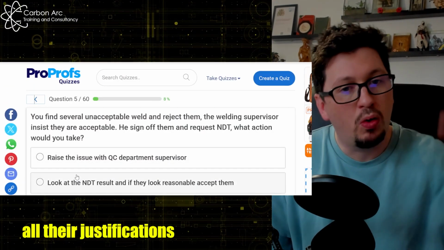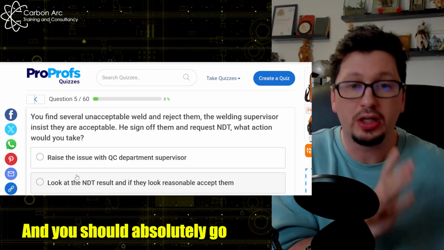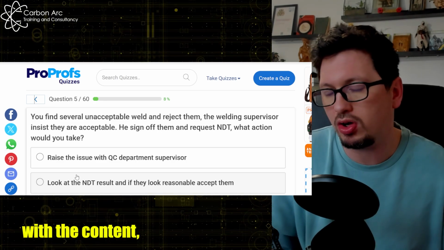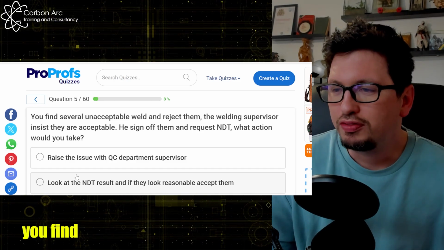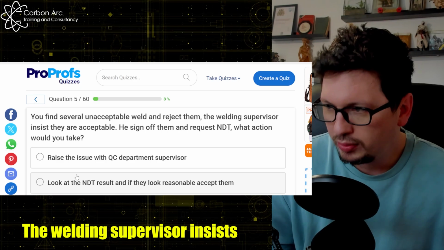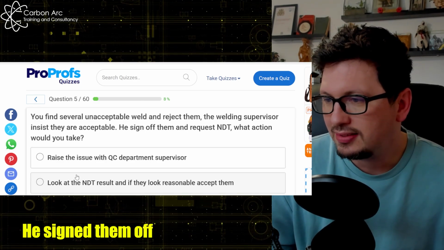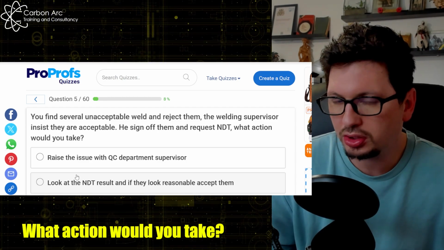I'm not reading out all their justifications for the questions. You should absolutely go and do this test and have a read through and engage with the content as you go through it. You find unacceptable welds and reject them. The welding supervisor insists they are acceptable. He signed them off and requested NDT. What action would you take?